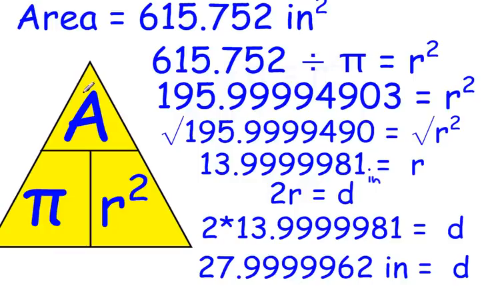So again, area divided by pi will give you your radius squared. But remember, you have to take the square root of the radius squared to find the radius. I guess we can add that to our formulas that we're looking at. Okay, so that's how to find the radius or diameter when you have the area.